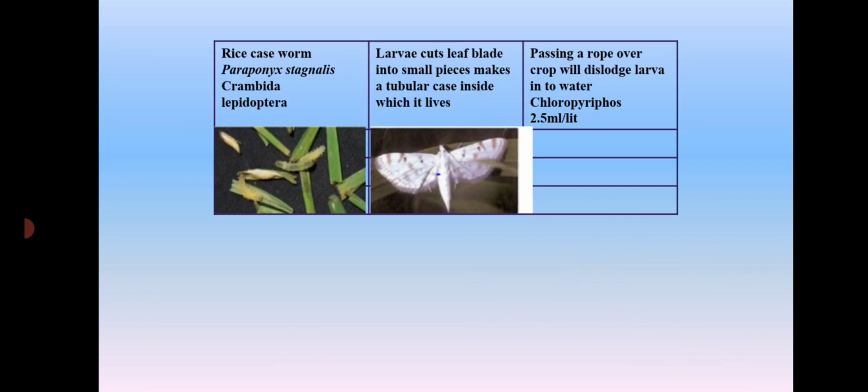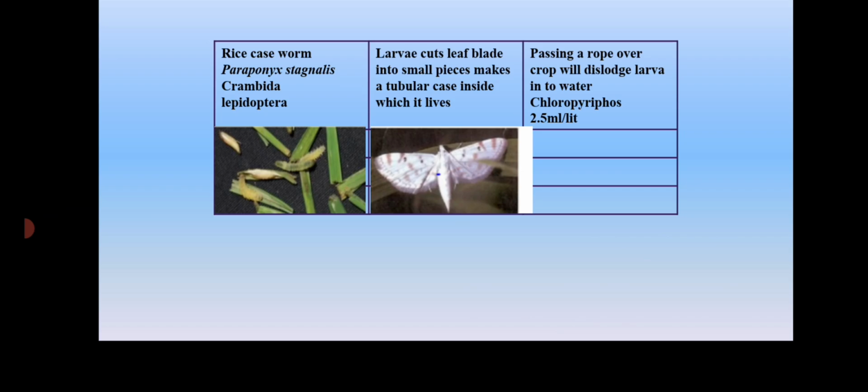And next, rice caseworm, Paraponyx stagnalis, Crambidae, Lepidoptera. So in the name itself it is caseworm, that means this insect will form a tiny case around it with the help of leaves, and it will live inside that case. That's why we are calling it rice caseworm. Here what the larva will do? Larva will cut the leaf blade into small pieces and it will make the leaf into a tubular case into which it will live. It lives inside that tubular case.